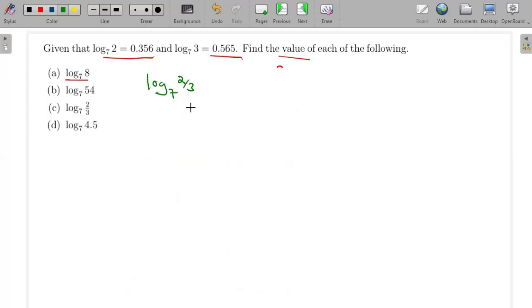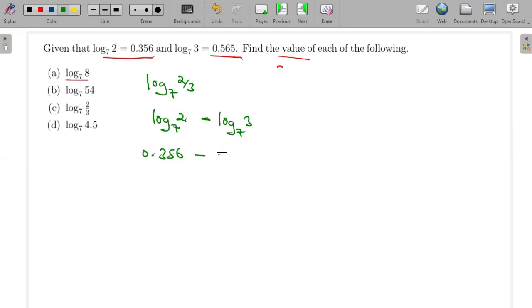We have division. So now when we have division, according to the rules of logarithms, I can separate them: log base 7 of 2, then separate with a negative sign, and then log base 7 of 3, like that.